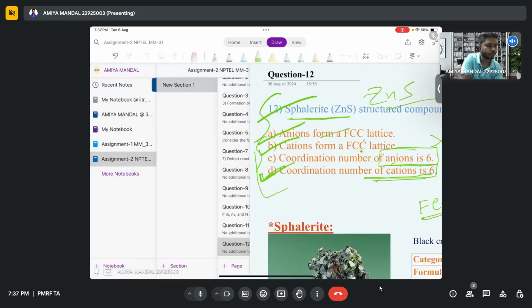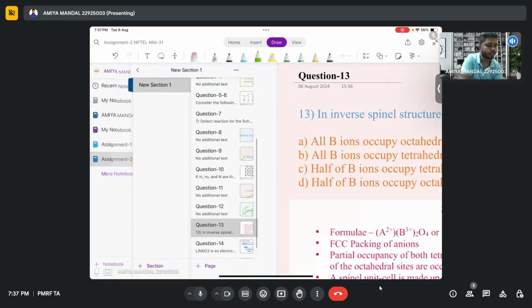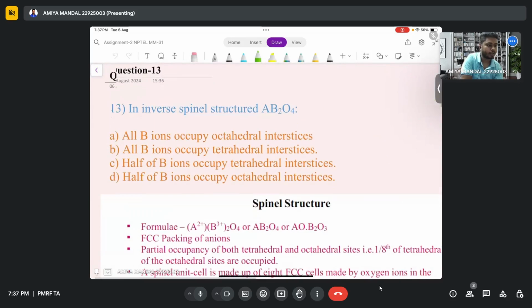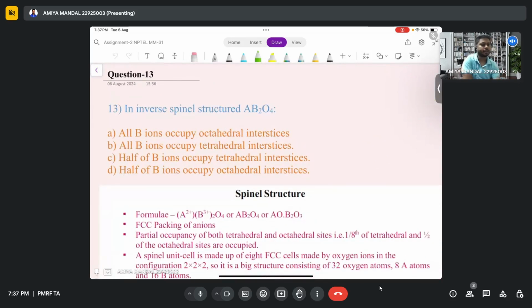Next, we are moving to question number 30. Question number 30: in inverse spinel structure AB2O4. One is normal spinel structure, another is inverse spinel structure. We know about that. So for inverse spinel structure, this is the formula of spinel structure. Clear? So for inverse spinel structure, which will be true?